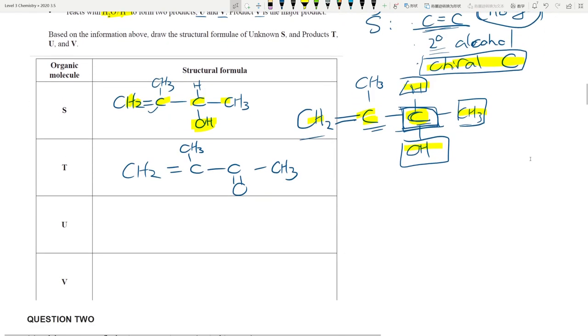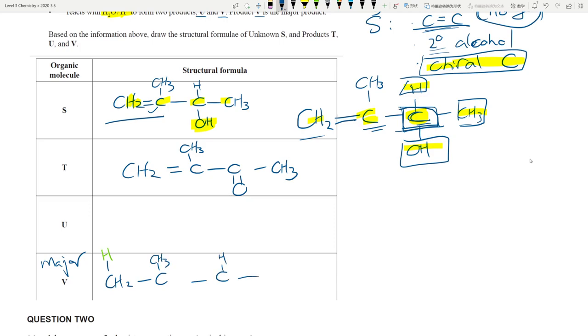V is the major product. Okay, so let's just put it here before I forget. So that means you're adding water to this, so rich gets richer, so it's more likely for, I'm just going to draw it this way so you can see what I'm doing here. So I'm adding a water molecule into here, CH3OH.